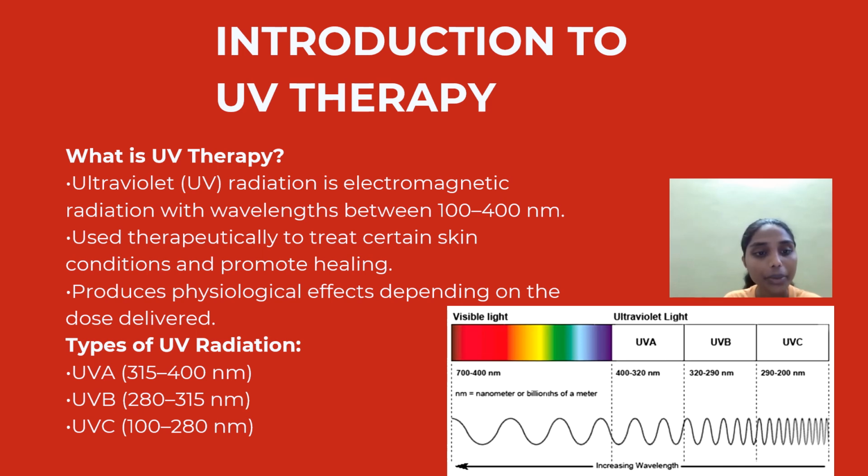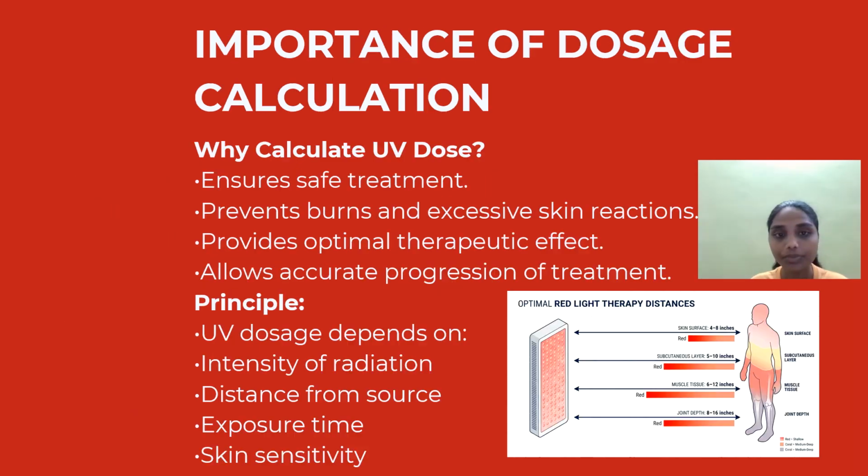UVC ranges between 100 to 280 nanometers. It is the shortest wavelength, has a strong bactericidal effect, and is mainly used for sterilization and treatment of infected wounds. UV therapy is commonly used in psoriasis, acne, vitiligo, chronic ulcers, and wound healing.